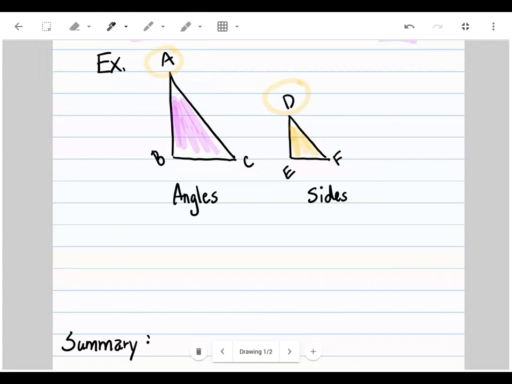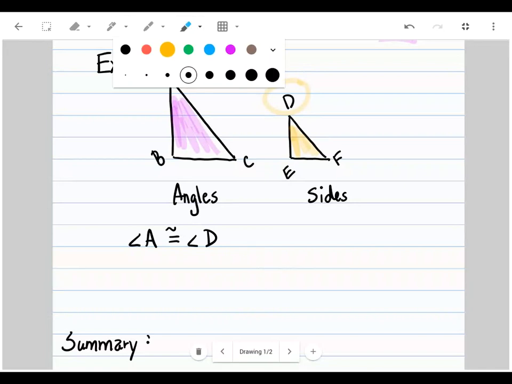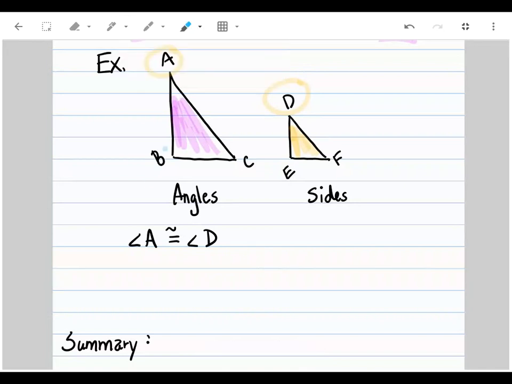So down here under angles, I'm going to write angle A is congruent to angle D. Okay. Likewise, if we take a look at angle B here, over here in the small triangle, angle E corresponds to that. So I'm going to write under angles, angle B is congruent to angle E.